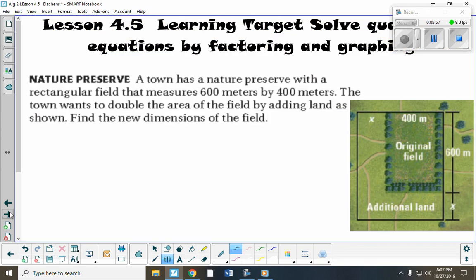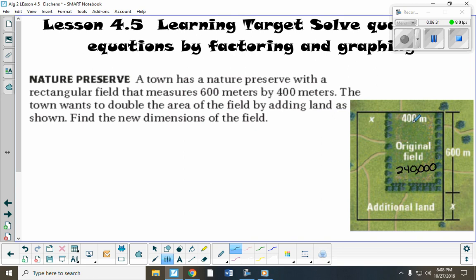All right, so now we have a word problem. It says a town has a nature preserve with a rectangular field that measures 600 meters by 400 meters. The town wants to double the area of the field by adding land as shown. Find the new dimensions of the field. Well, let's see. The original field is 400 by 600, and area is length times width, so that's 240,000.